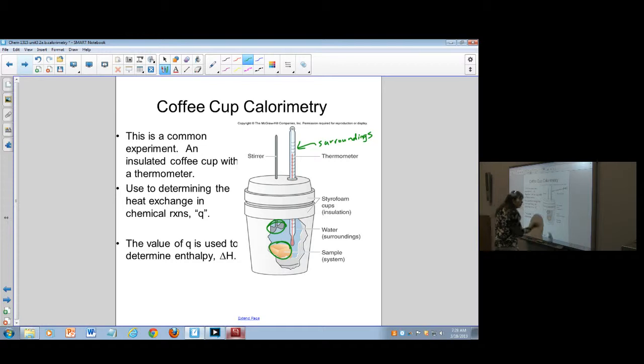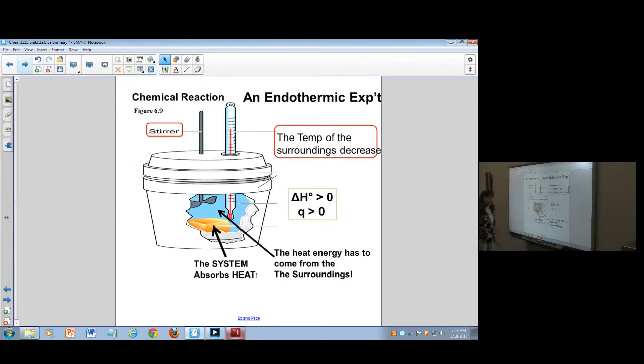And this sample, whatever that chemical is, is usually the system. The surroundings are the water. Now remember, I told you it's very critical to always identify your surroundings and your system. So let's see how that works in calorimetry. All right, this would be an example of an endothermic experiment. What happens here? We're going to look at how we measure this. If we have an endothermic experiment, the temperature is going to decrease in a chemical reaction.